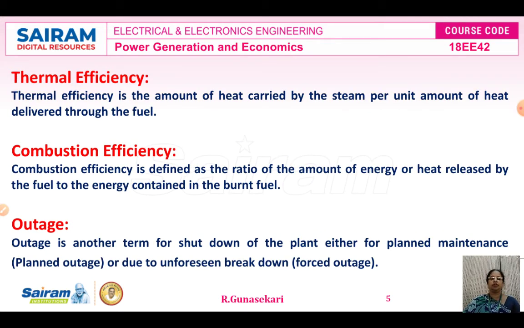Next, thermal efficiency. The thermal efficiency is a very important factor used in the power plant. It is calculated with the help of the amount of heat carried by the steam per unit amount of heat delivered through the fuel. The next efficiency is combustion efficiency. The combustion efficiency is defined as the ratio of the amount of heat released by the fuel to the energy contained in the burnt fuel. This is known as the combustion efficiency.